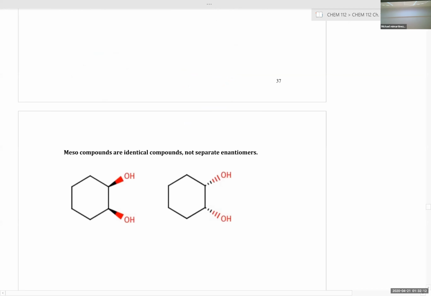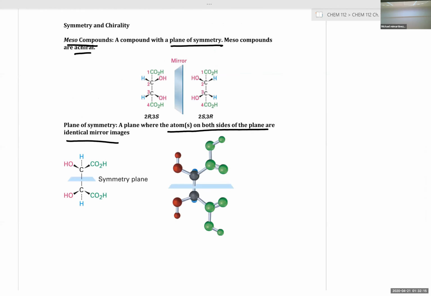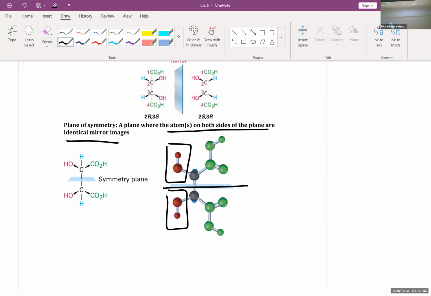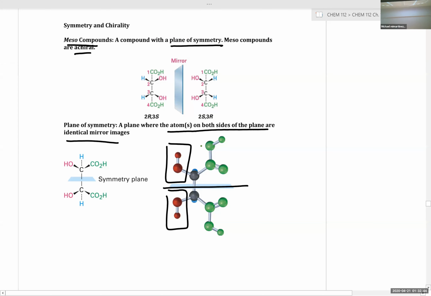One moment. Okay. So as we were discussing meso compounds, these are compounds with a plane of symmetry. It's a plane where atoms on both sides of the plane are identical mirror images. So for example, for this following species, such as tartaric acid, we can draw a clear dividing line down the center of our molecule. And as we see, we have identical substituents in identical positions on both sides of our plane of symmetry.